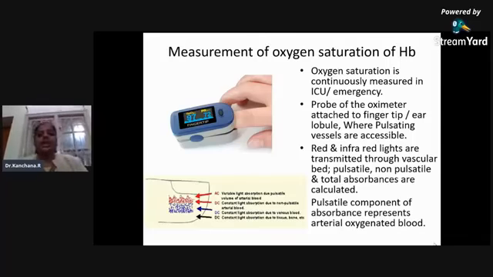Oxygen saturation is continuously measured in ICUs and emergency cases in the casualty, where you use a pulse oximeter which is attached to the fingertip or the ear lobule, where pulsating vessels are accessible. Now, red and infrared lights are transmitted through the vascular bed from the pulse oximeter, and the pulsatile and non-pulsatile and total absorbances are calculated. Now, the pulsatile component of the absorbance represents the arterial oxygenated blood.